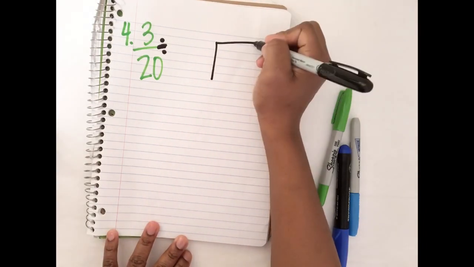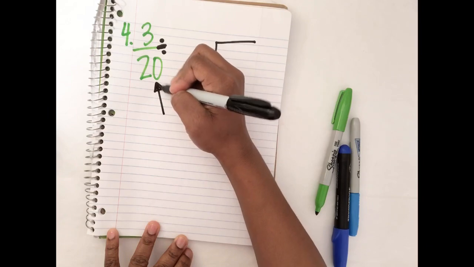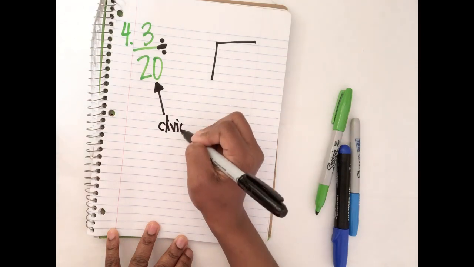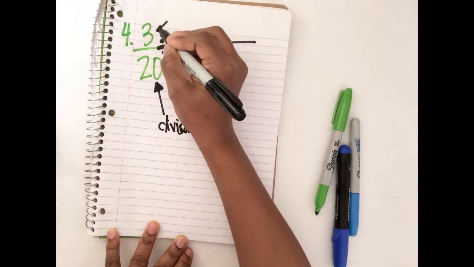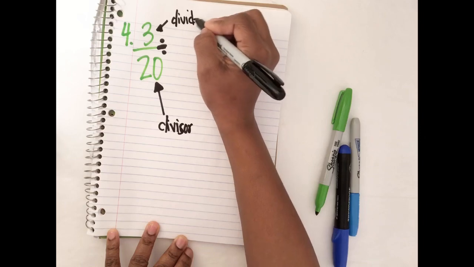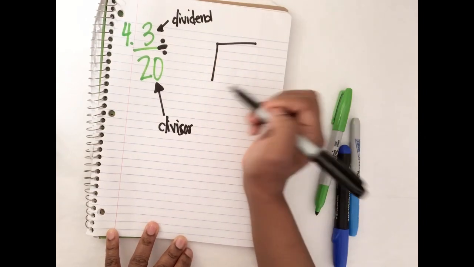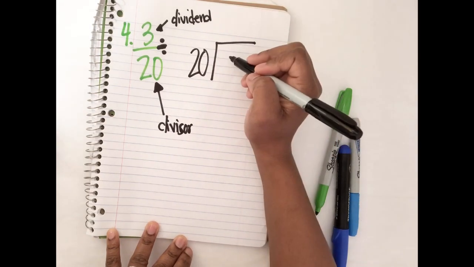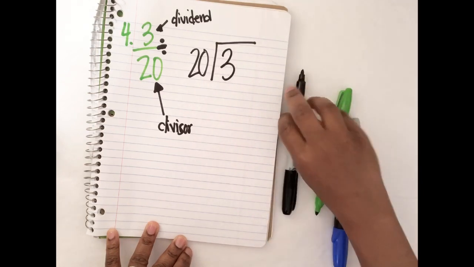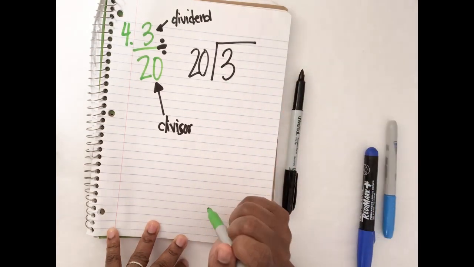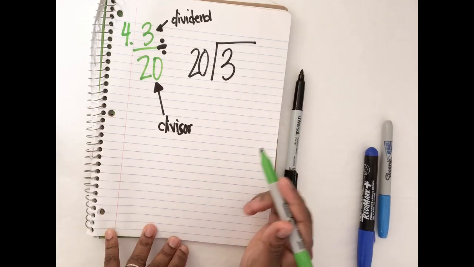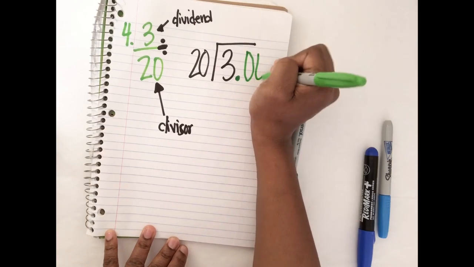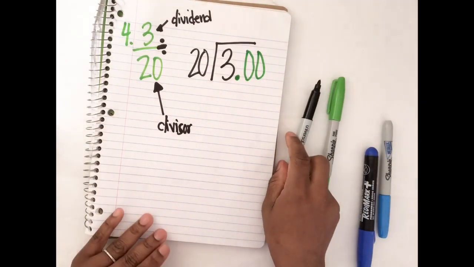Now, let's set up a division problem. Like that model I told you to get in your notebook, the denominator is your divisor. Your numerator is your dividend. It goes inside the box. I have 20 divided by 3. Wait a minute. I can't divide that this way. So what do I need to do? Put in a decimal point and 2 zeros this time. Let's go ahead and divide.